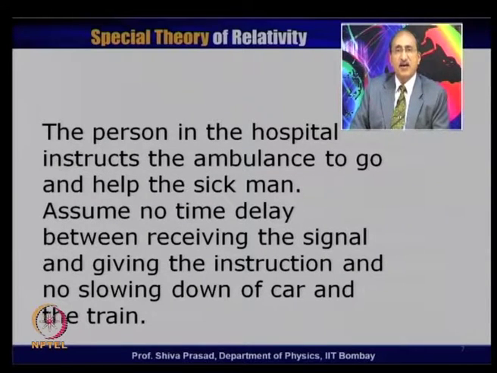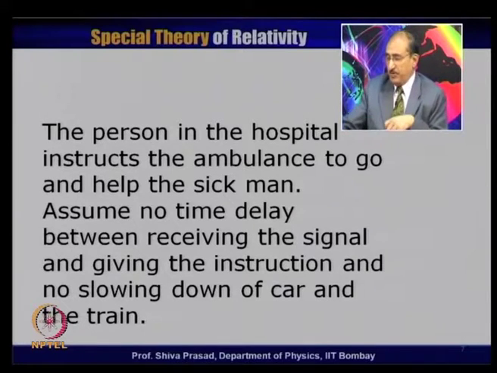Now, the person in the hospital instructs the ambulance to go and help the sick man. He says, go and help that person. Assume no time delay between receiving the signal and giving the instruction, and no slowing down of car and train. So, let us assume that as soon as the signal is received, instantaneously without any time delay, he could instruct the driver of the ambulance to go and help the person, and the ambulance immediately rushes towards the sick person. Anyway, he was going that way, and there is no slowing down anywhere. Whatever the speeds are, they are always constant, because that is necessary to maintain that all the frames of reference I am talking about are inertial frames of reference. So, no slowing down and no time delay in conveying the information from the hospital frame to the driver in the ambulance frame.